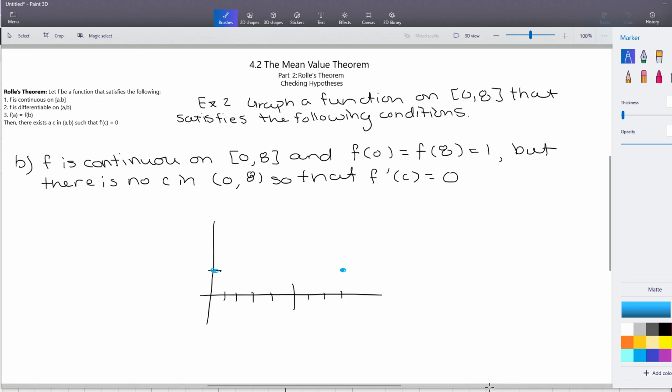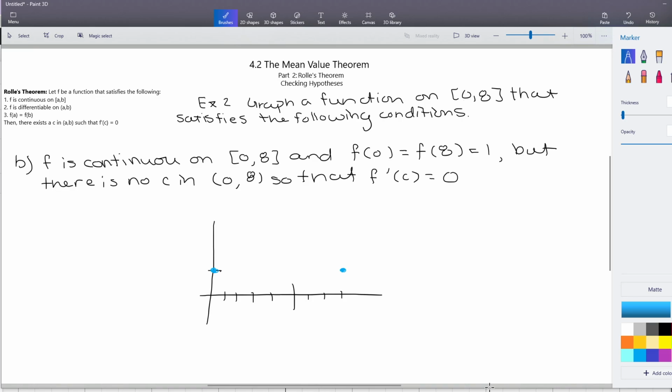And I also have that the function is continuous, which means I should be able to draw this without picking up my pencil. But I don't want to have any place in this interval 0 to 8 so that f prime of c is 0, meaning no horizontal tangent between the two.